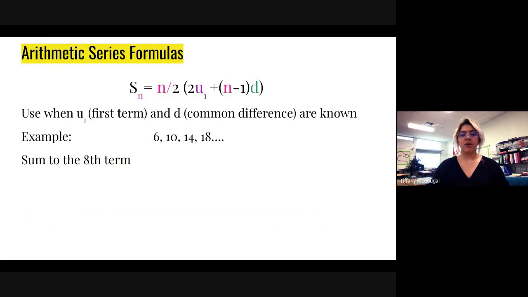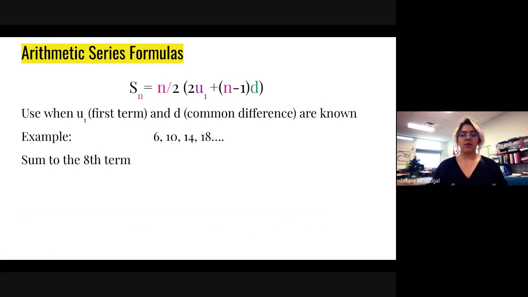So right here, we have our first formula you should be writing down, S sub n, where the S stands for series or sum, is equal to n over 2, parentheses 2u1 plus n minus 1 times d. So we want to use this whenever we know our first term, which is u1, and our common difference d.